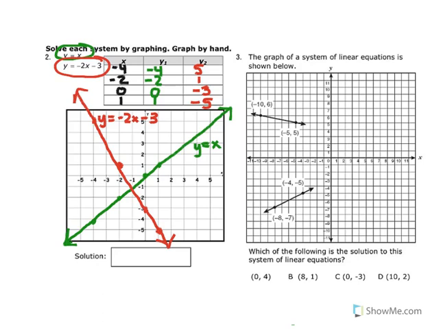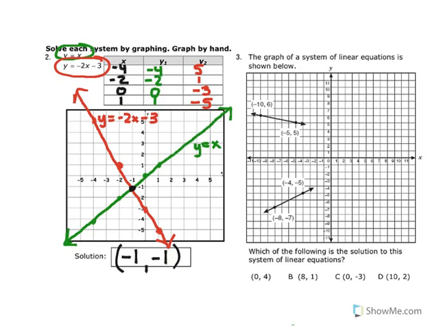And now it's asking, what is the solution? Well, the solution is where the two lines meet, because this is the one point, the x and the y value, that's the same for both equations. And so that point is at negative 1 comma negative 1. And so that's your solution for the system.